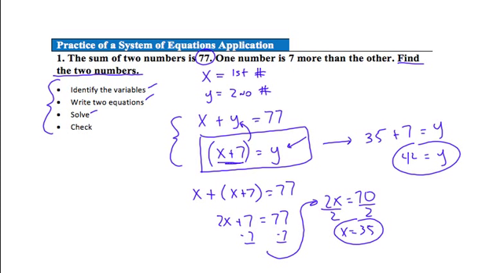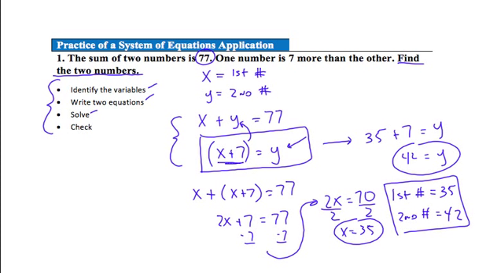We're looking for these two numbers. So we'd say first number, we said x was the first number, so the first number equals 35. Second number equals 42.